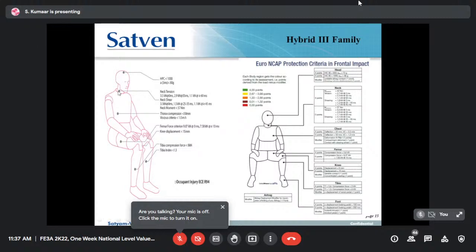The same way for the neck tension also. Initially it should be 3.3 kilonewton at 0 millisecond, at 35 millisecond it should be 2.9, and for above 60 millisecond it should be 1.1. So we need to measure these and cross check what the force is at each millisecond. In case we are getting more force, we need to study and understand why we are getting more force, and we should reduce that force. The same way we should check for the neck shear also.